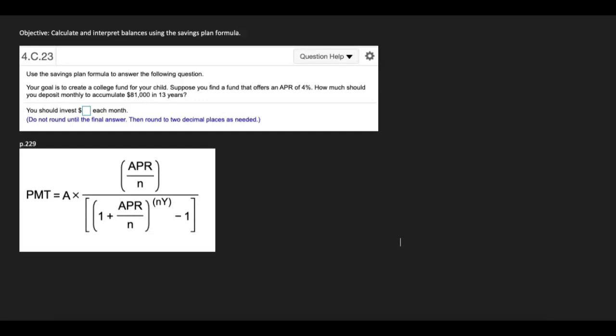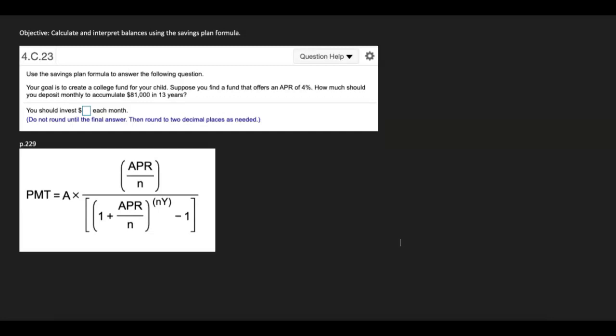So the next thing we want to do is then identify all of these different parts or variables. We want to find out what is A, APR, N, and Y. Those are the four variables. So let's identify those from the problem setup. So first of all, through reading the problem, I see APR of 4%.